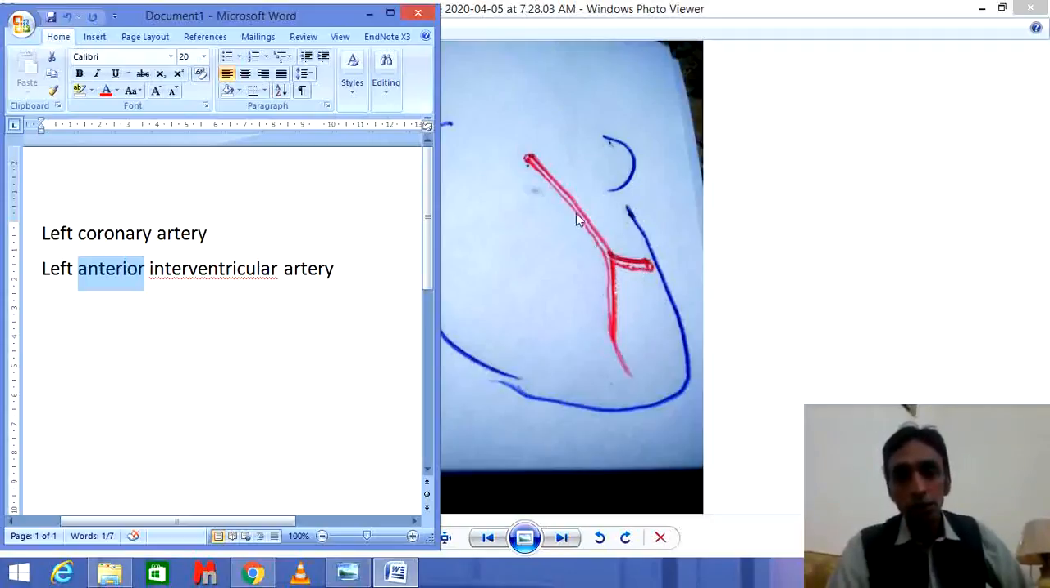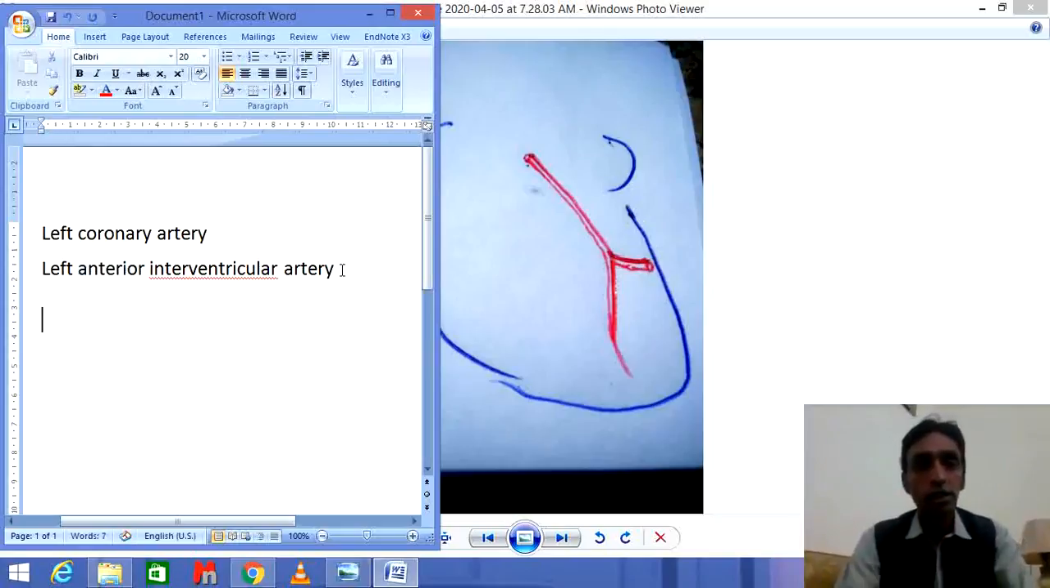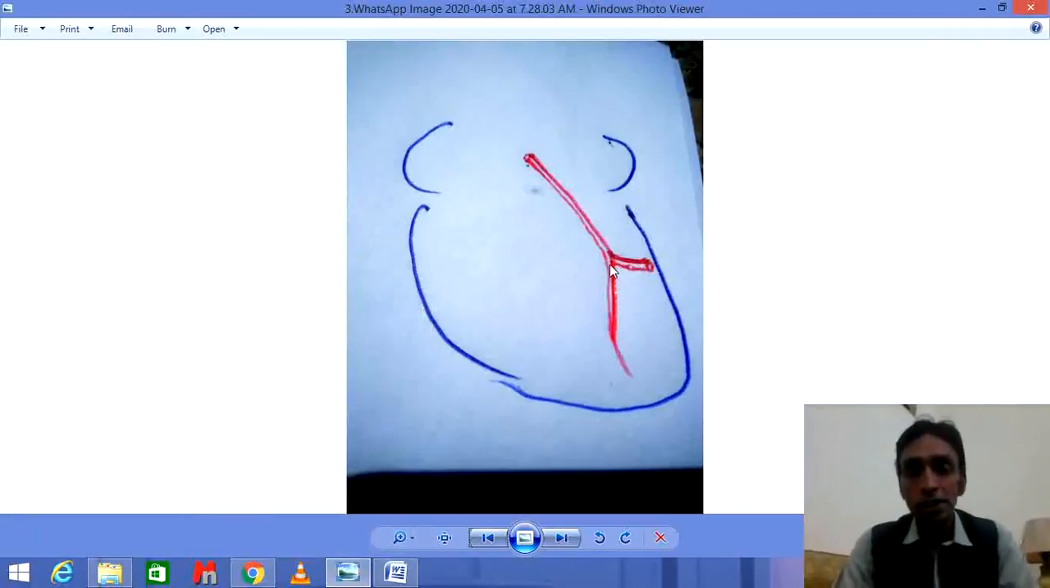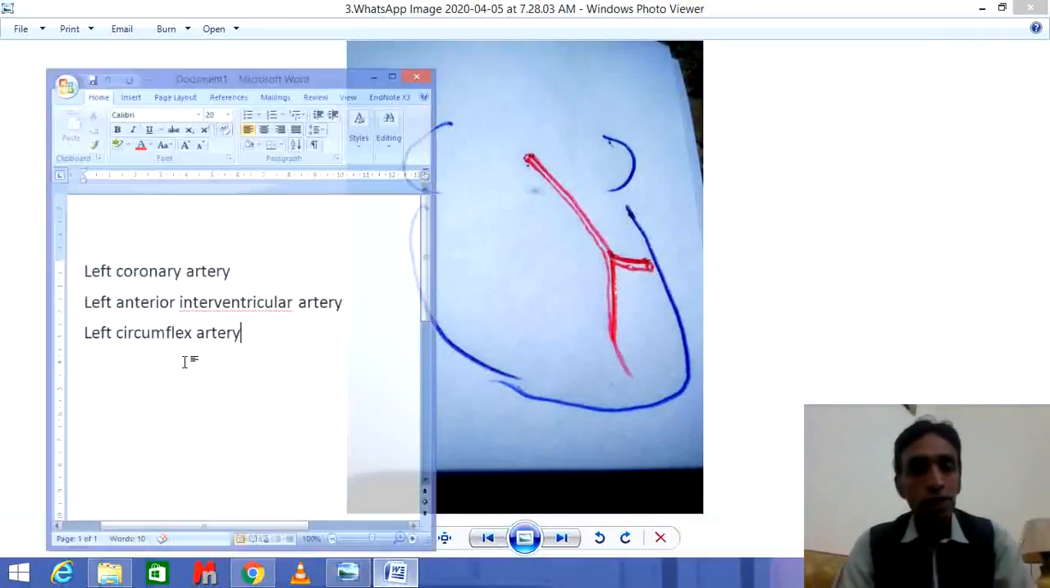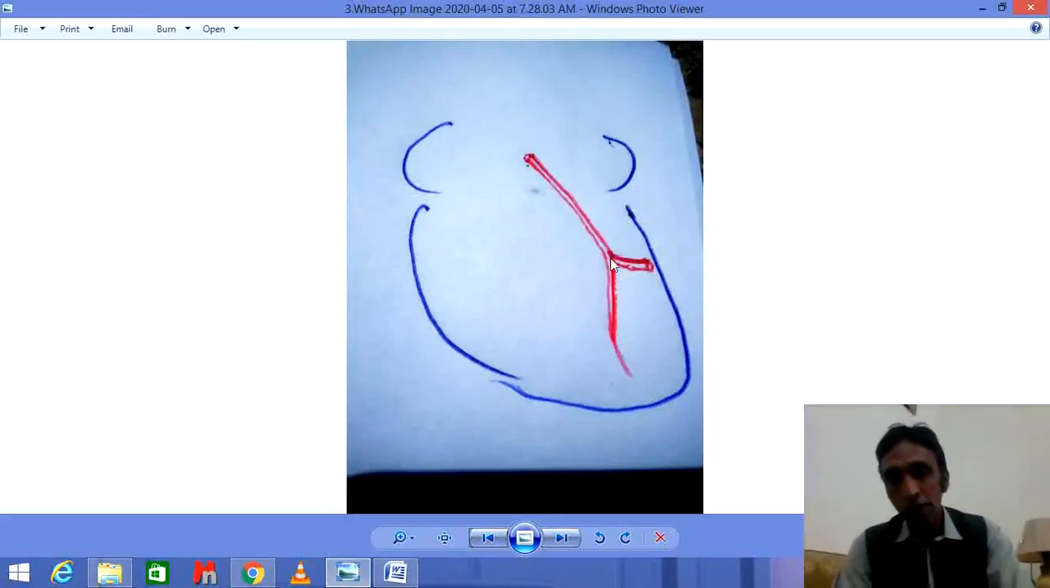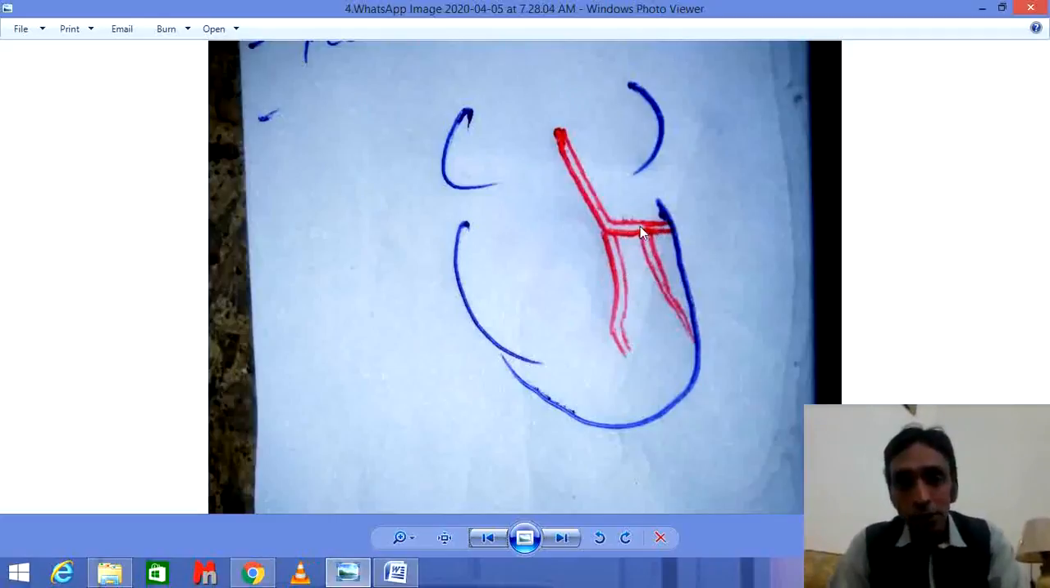This is the second branch of the left coronary artery. The second branch of the left coronary artery is called left circumflex artery. This is called left circumflex artery because this is located on the left side of the heart, and this circulates around the heart. This makes a rotation around the heart. That is why this is called circumflex artery. Circumflex means to make a rotation. Now this is the left circumflex artery.